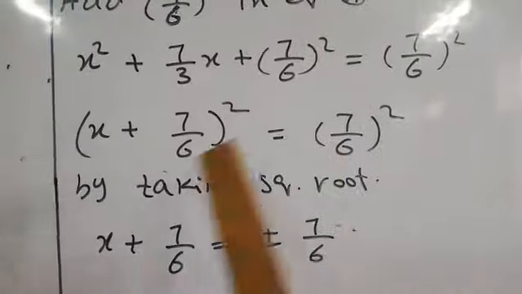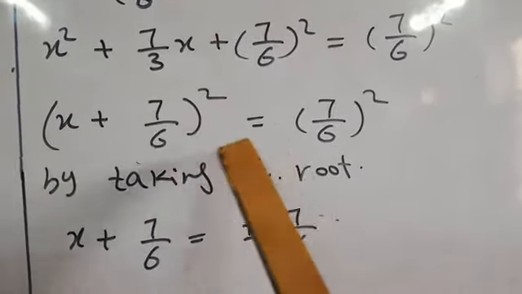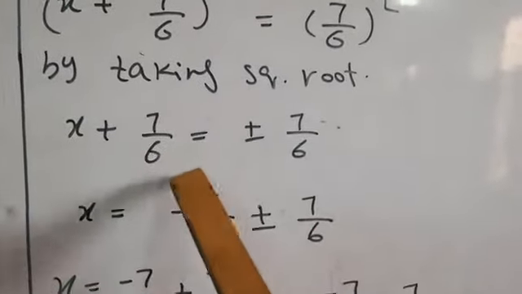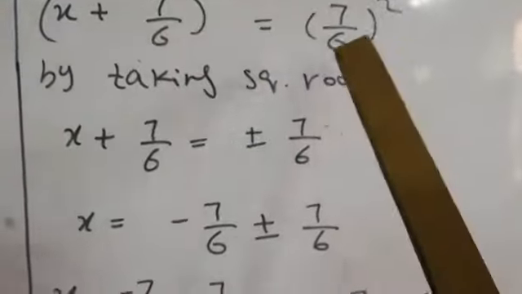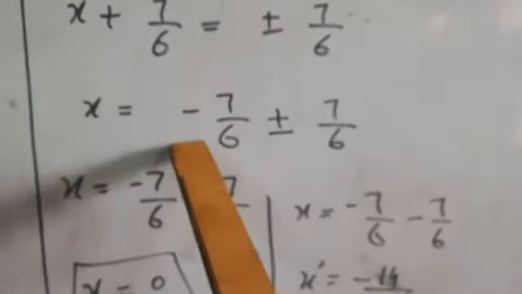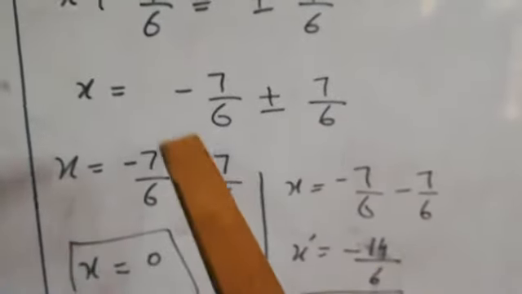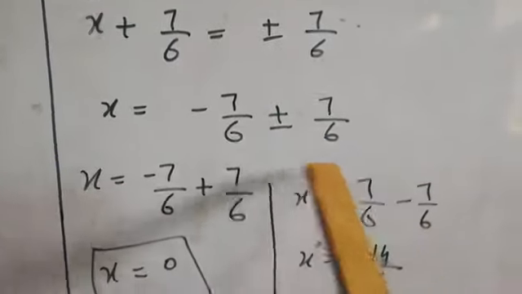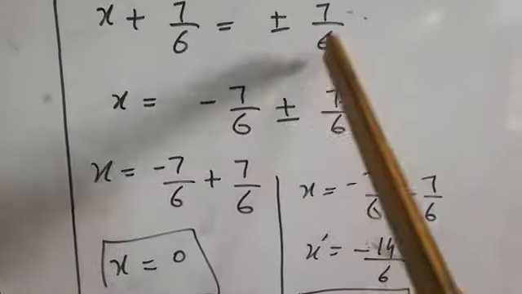Now we will combine it in the x plus b whole square form, which is equals to 7 by 6 whole square. By taking square root we will get x plus 7 by 6 is equals to plus minus 7 by 6. Square will be cancelled by square root. Now we will move the constant value to the right hand side, and we will get x is equals to minus 7 by 6 plus minus 7 by 6. Now we have two situations, plus 7 by 6 and minus 7 by 6.